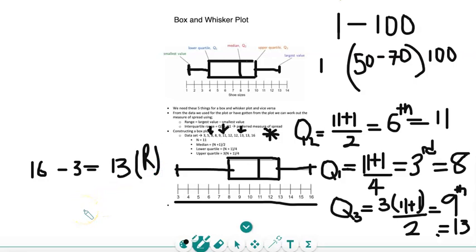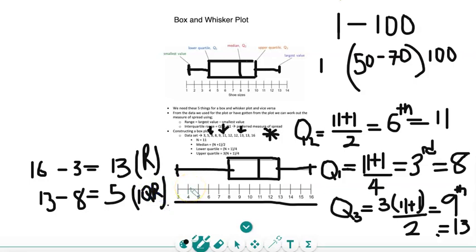And now if we needed to calculate our interquartile range, it will be our lower quartile subtracted from our upper quartile. And we know our lower quartile here is 8, and our upper quartile is 13. So 13 minus 8, which will give us 5. And this is our interquartile range, which I'm representing here by IQR.